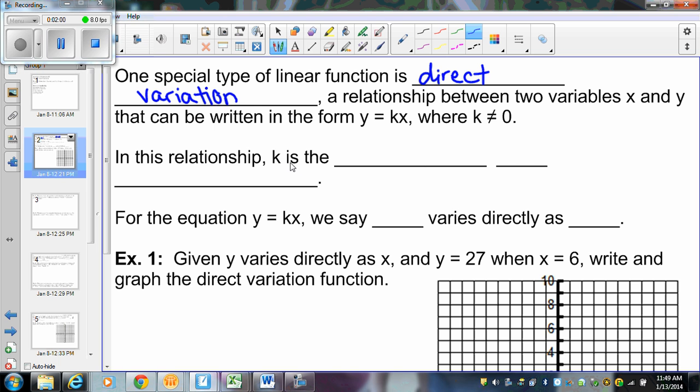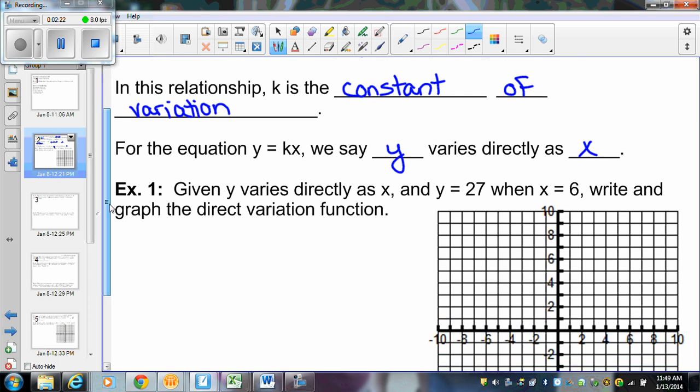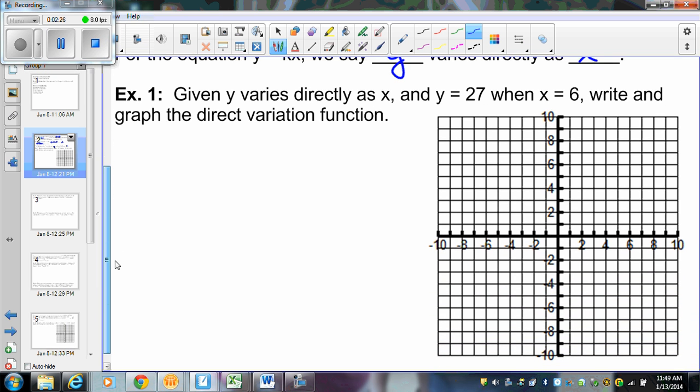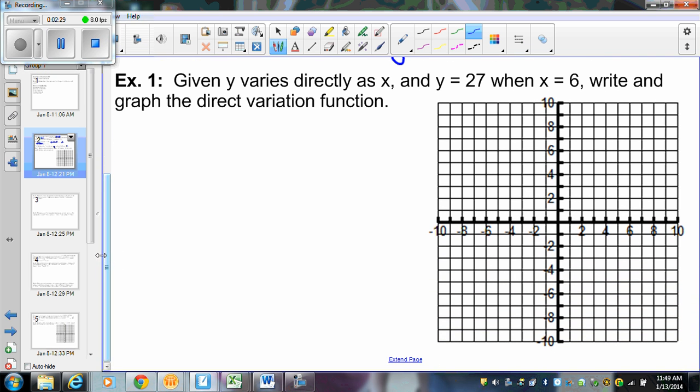So in this relationship, k is known as the constant of variation. So it represents how the variables are related to each other, at what rate they're related. And then for the equation y equals kx, we say it as y varies directly as x. So let's just look at some values that could be directly related to each other. Example 1 says, given that y varies directly as x and y equals 27 when x equals 6, write and graph the direct variation function.